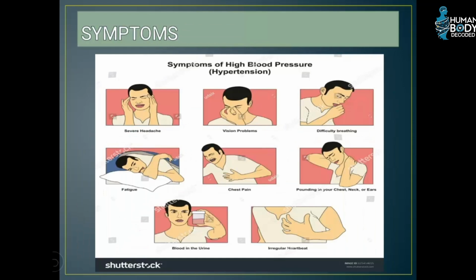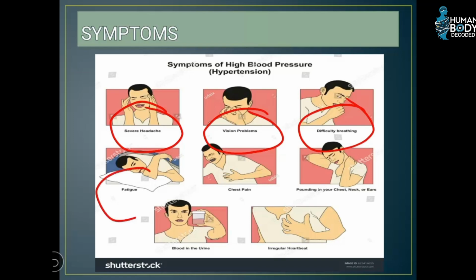Now let's move to the symptoms. If someone has hypertension, what symptoms will appear in the person to indicate that they have hypertension? The first condition is severe headache. The most prominent symptom is intense pain in the head. Vision becomes blurry. There is a problem with vision. Difficulty breathing starts. A lot of pain occurs.